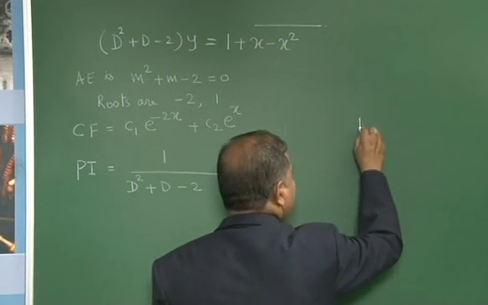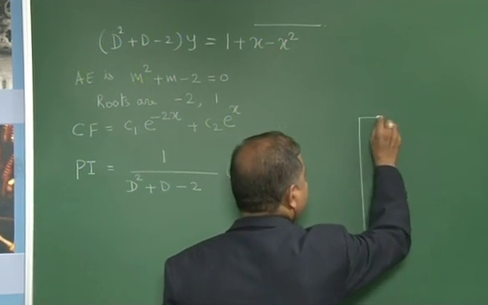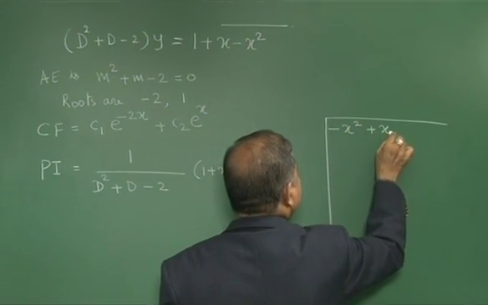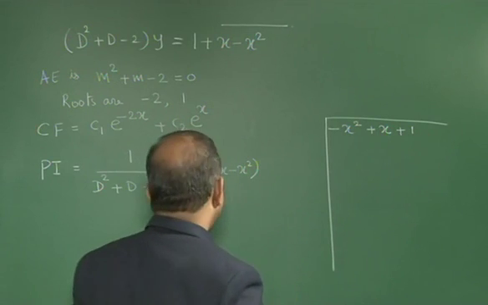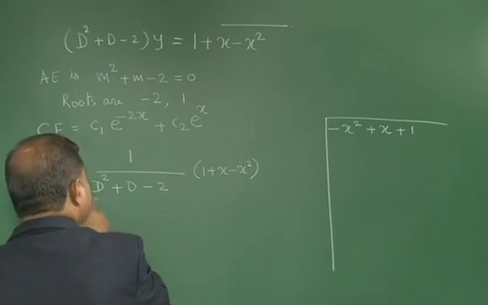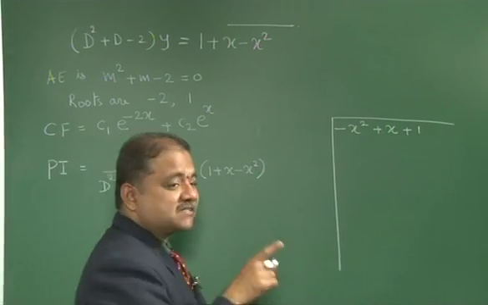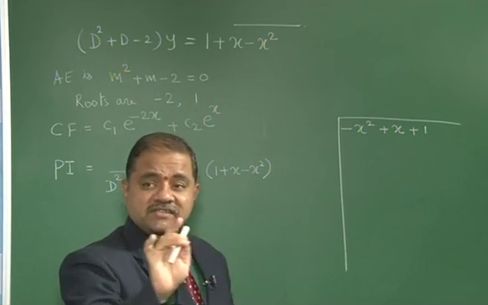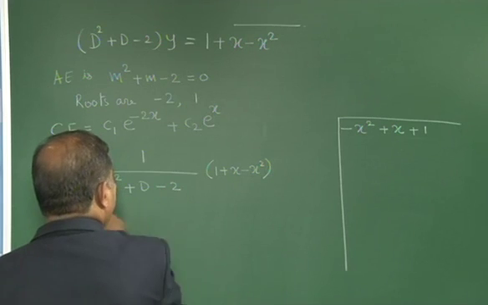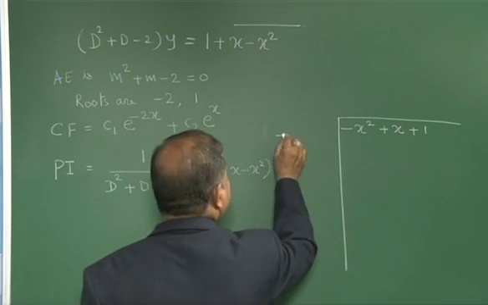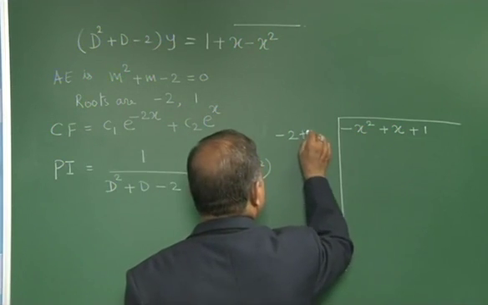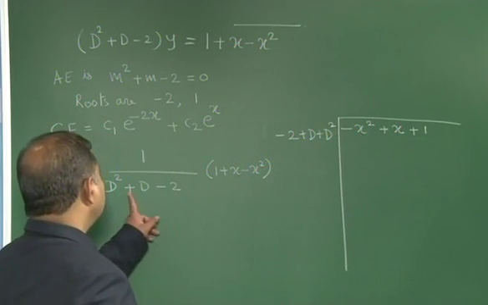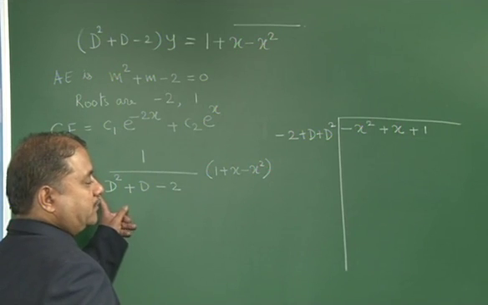Do the division process. See here, write it in order: minus x square plus x plus 1. Here the denominator should be written in the reverse form. Don't change the sign, that is very, very important. People commit mistakes by changing the sign. Don't change the sign, write as it is. From the backwards I should go: minus 2, then plus d, then d squared. Reverse order: minus 2 plus d plus d squared.